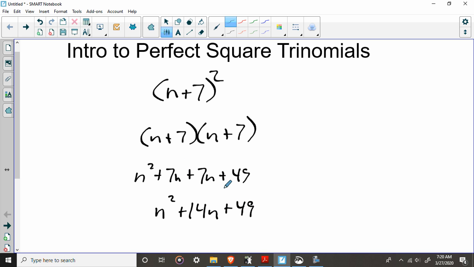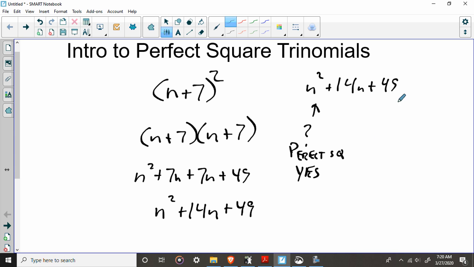And there's a pattern that we want to look for here, okay? There's a couple of questions you have to ask yourself, so I'm going to rewrite this up here: n squared plus 14n plus 49, okay? First question, is that a perfect square? Yes. Is that a perfect square? Yes, right? Square root of 49 is 7. Square root of n squared is n.